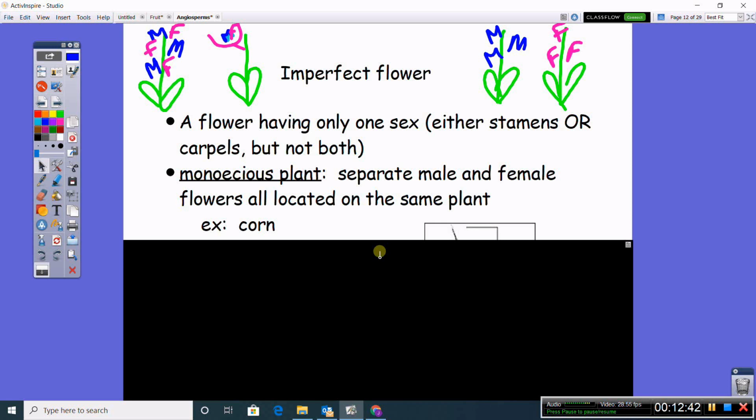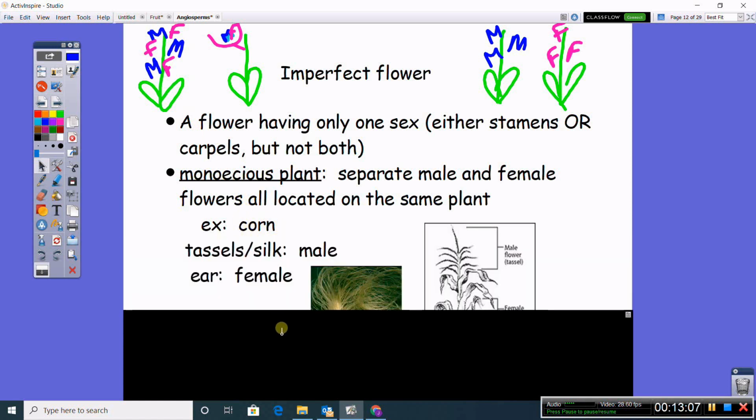Okay, so mono we know means one. So a monoecious plant has separate male and female flowers all located on the same plant. If you look at this picture, this is showing you a monoecious plant. It's got male flowers, it's got female flowers, but they are all on the same plant. A good example of a monoecious plant is corn.